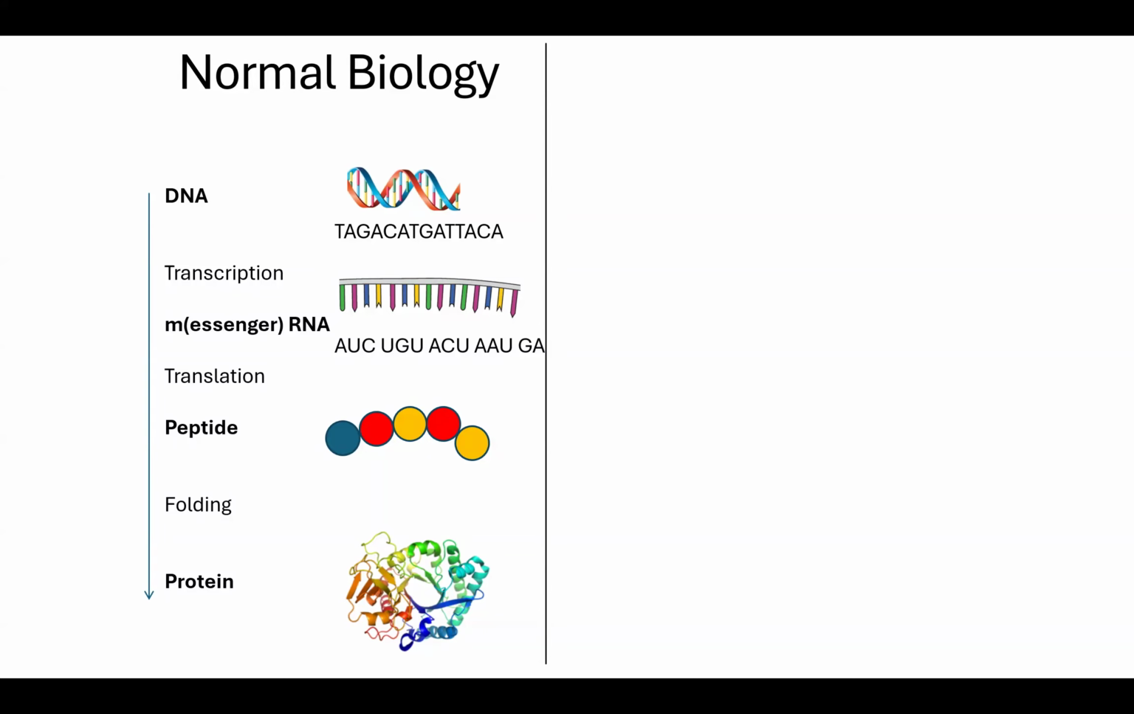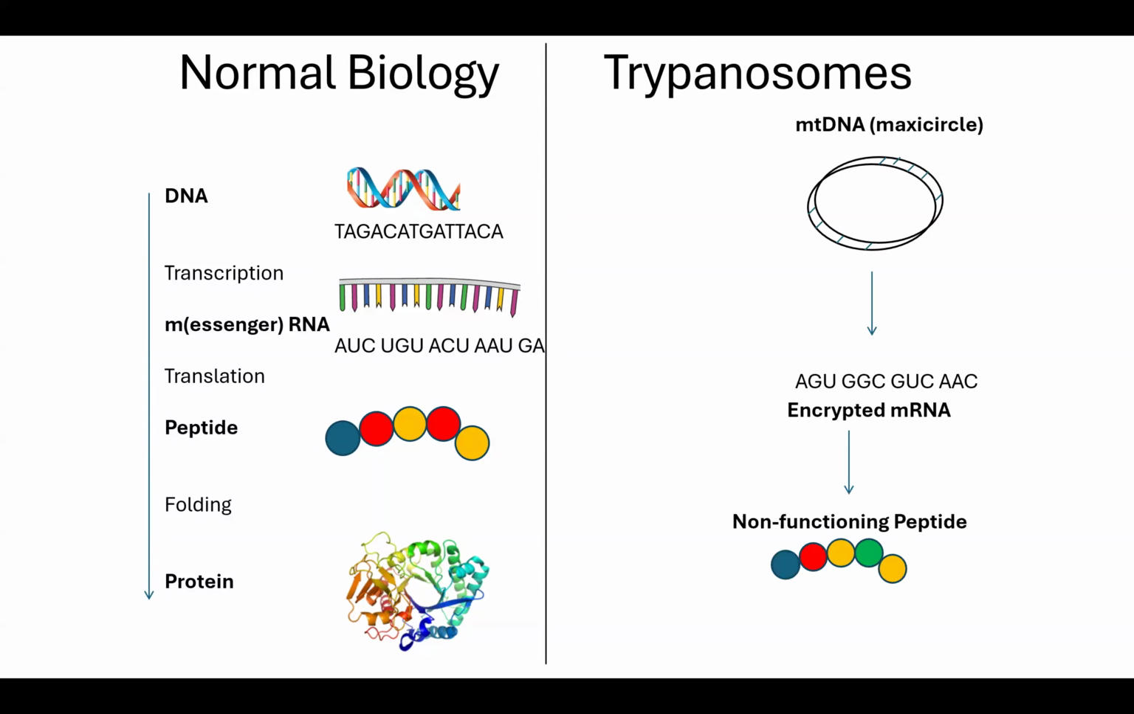So with trypanosomes, if you look at their mitochondrial DNA, it's circular, just like ours. And in this context, it's called a maxi circle. And due to some ancestral mutation, it's said to be encrypted, in that it doesn't code for a properly functioning protein. So instead of just dying, they developed this way to edit their own genes.